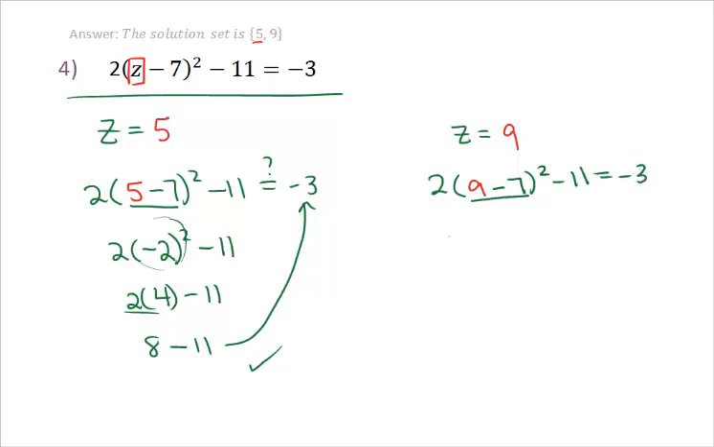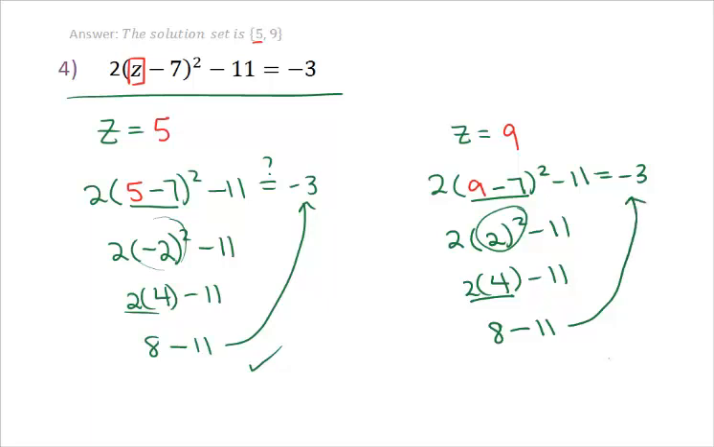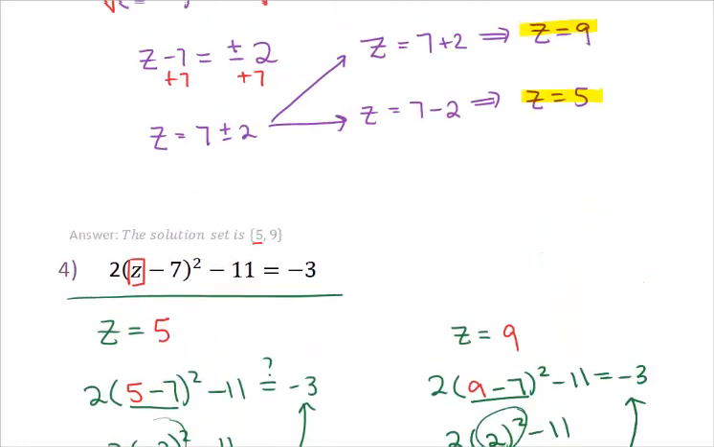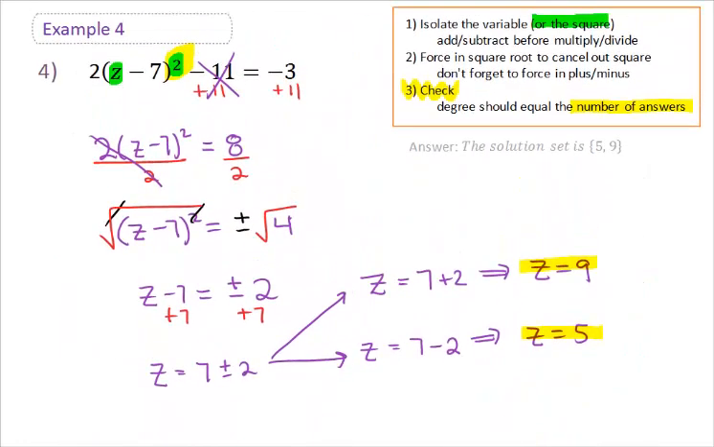PEMDAS, starting with my parentheses. 9 minus 7 gives me 2. Then my exponents. 2 squared gives me 4. Then multiplication. 2 times 4 gives me 8. And last is subtraction. 8 minus 11 does give you the answer of negative 3. So that answer also checks. So we have the correct answer to the problem of example 4. The answers are v equals 9, 5, in no particular order.